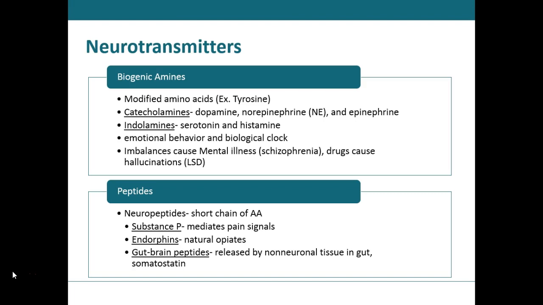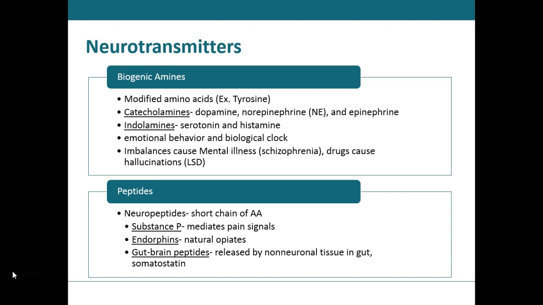Catecholamines are structurally different from the indolamines, and they have different actions. Epinephrine and norepinephrine are involved in arousal or waking from a deep sleep, dreaming, and regulating mood. The indolamines, serotonin and histamine: histamine, of course, is involved in the inflammatory response, and serotonin is thought to be involved in sensory perception, temperature regulation, control of mood and appetite, and helping us get to sleep at night.